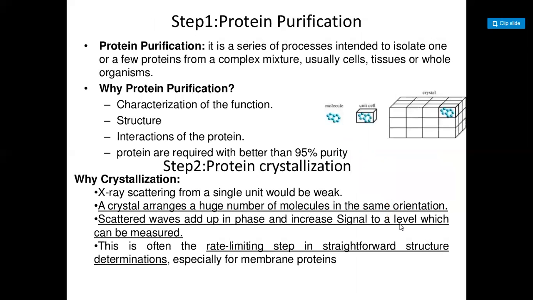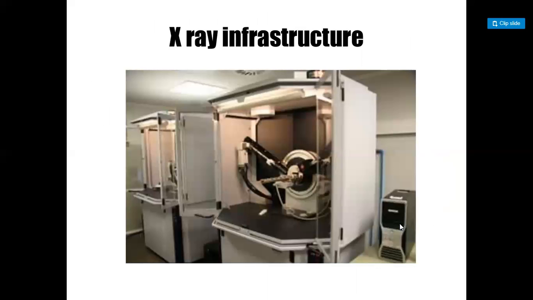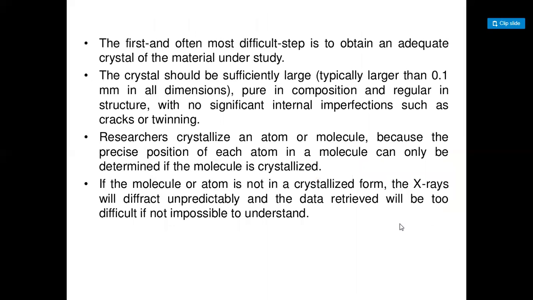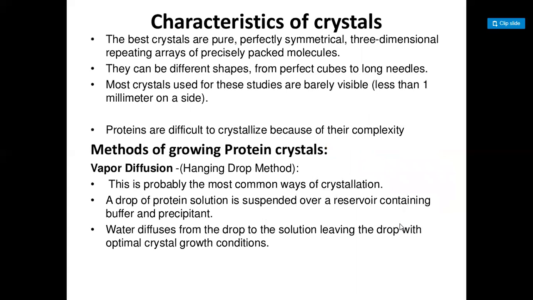So similarly, the first one is protein purification. Number two is X-ray structure calculation, following from the protein crystallization. So similarly, this is a method of growing protein crystals, that is the vapor diffusion, hanging drop method.